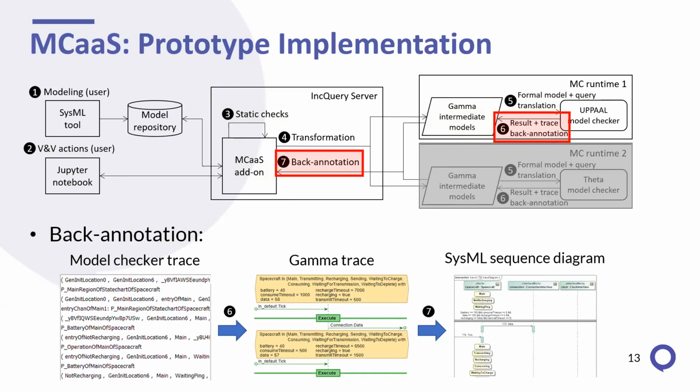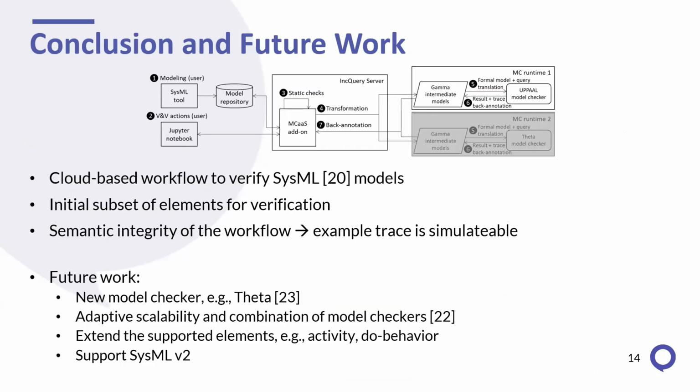And in case the reachability property is satisfied, which means there is an erroneous state configuration, then a demonstrating trace is returned by the model checker. The Gamma framework is responsible for translating this trace to the Gamma trace. And after that, in the 7th step, the MCAS add-on is responsible for translating the intermediate Gamma trace into a SysML sequence diagram and returning it to the user so that they can inspect how their system goes wrong.